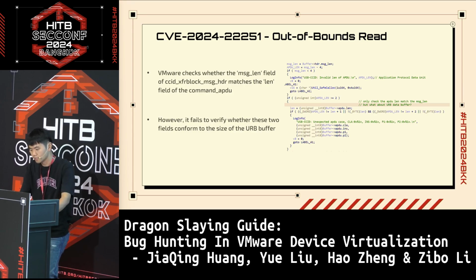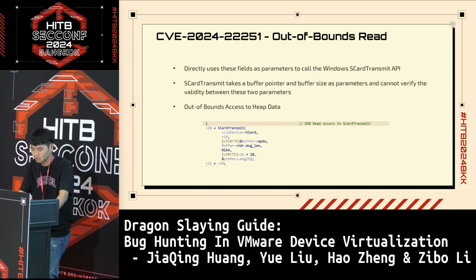VMware does check whether the message length field of the CCID protocol matches the length field of the command APDU. But it fails to verify whether these two fields conform to the size of the URB buffer. It directly uses these fields as arguments to call the Windows SCardTransmit API. Clearly, SCardTransmit cannot check whether the length matches the data buffer. So it will out-of-bound access the heap data and write it to the smart card on your host. Also, we may be able to read it back. So it's kind of interesting.